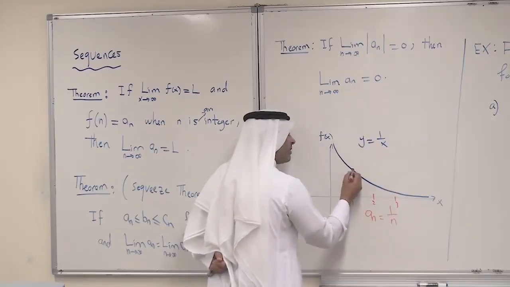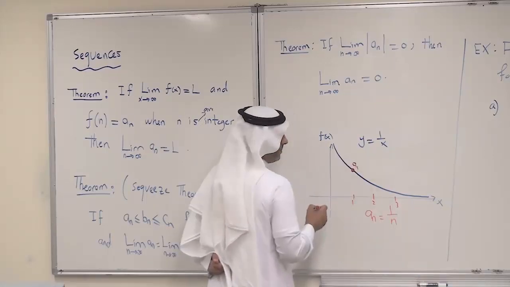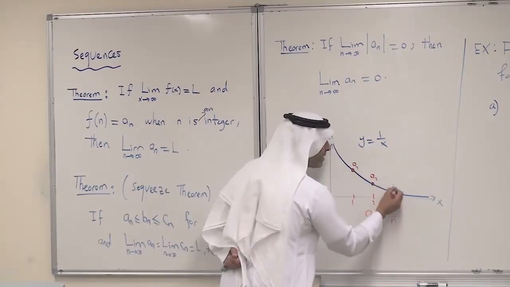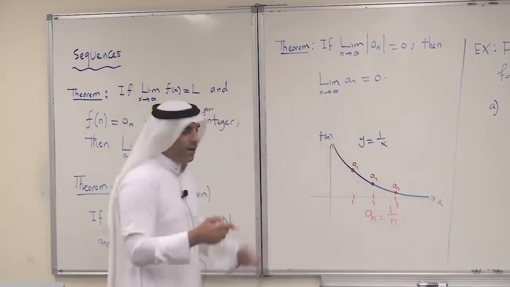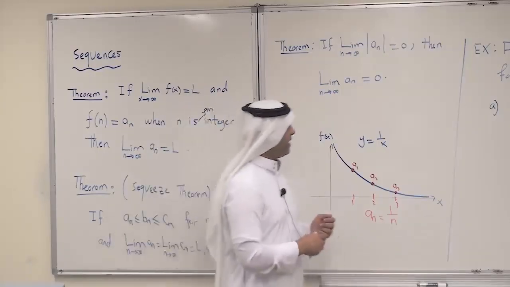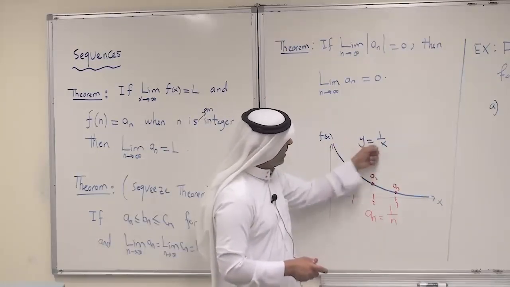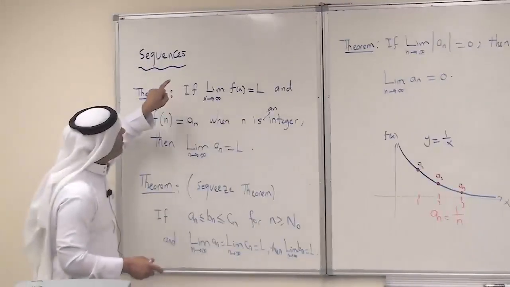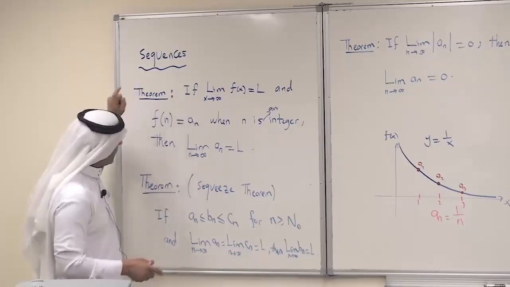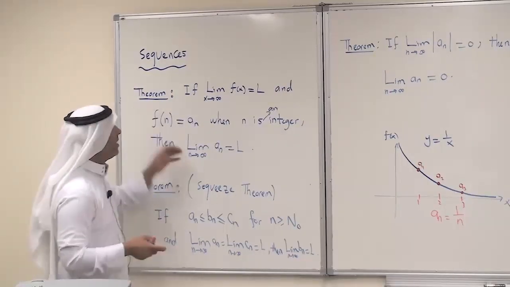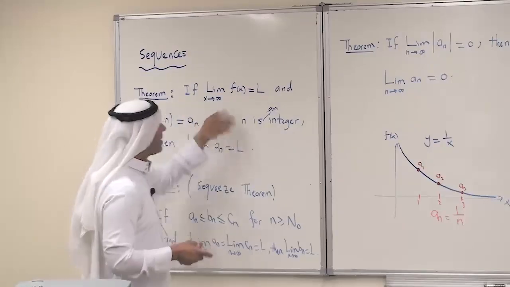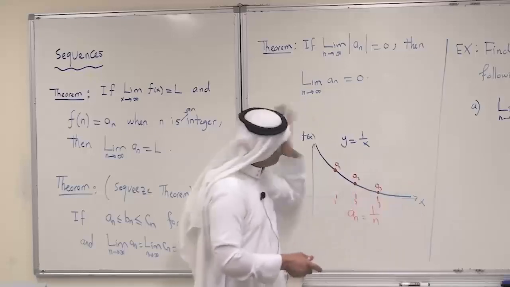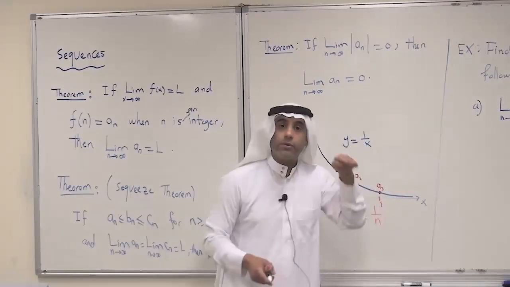Here we have a point that is called a1. Here we have a point that is called a2. Here we have a point that is called a3. Now, if we can use our previous knowledge in finding the limit of the function as x goes to infinity, this theorem says you can use it to also calculate the limit of the sequence. Why? Because if this function and this sequence are the same at the integer points and the function is approaching a certain number, then for sure these points also will approach the same number.